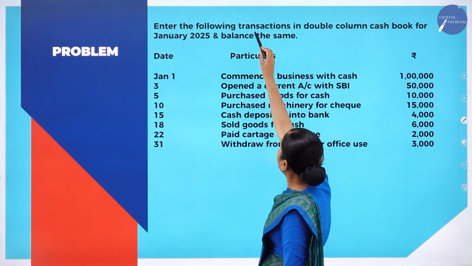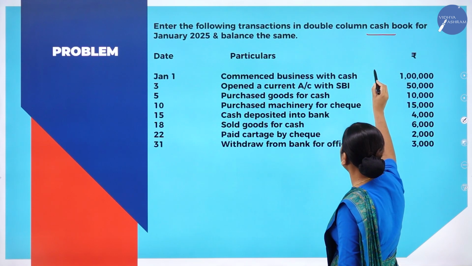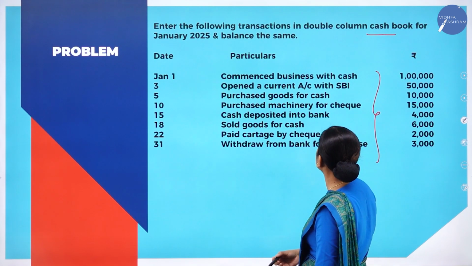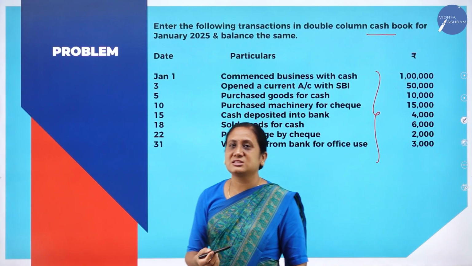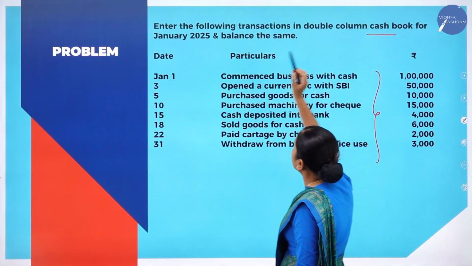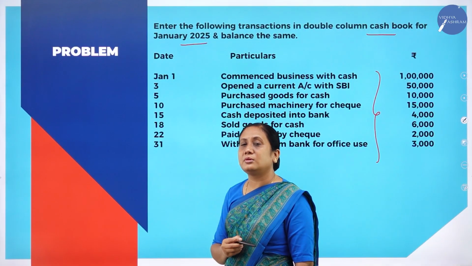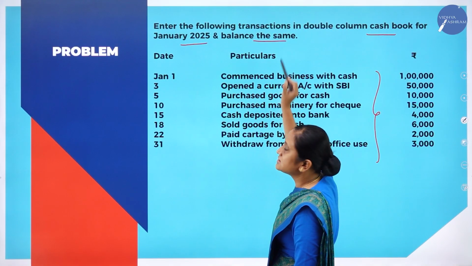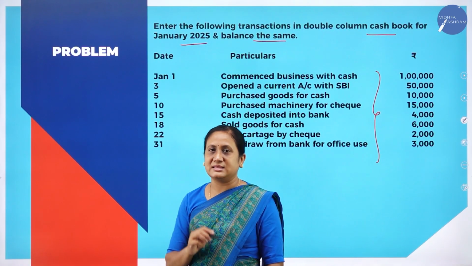Enter the following transactions in double column cash book. What is the meaning of this? They have given us a few transactions, a list of transactions. Looking into those transactions, what are we supposed to prepare? We are supposed to prepare the double column cash book. For January 2025, they have given us the month. We have to prepare for Jan 2025 and balance the same. After recording all the transactions, we have to do the balancing.